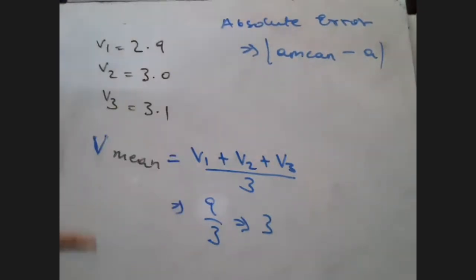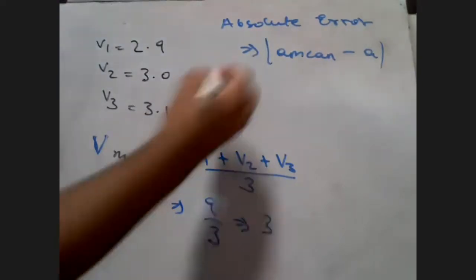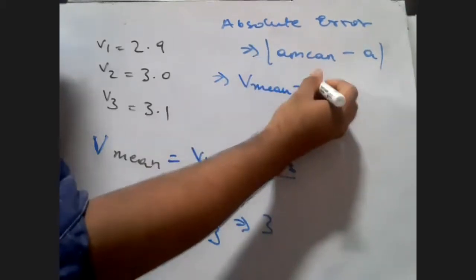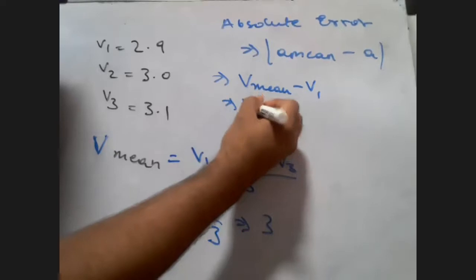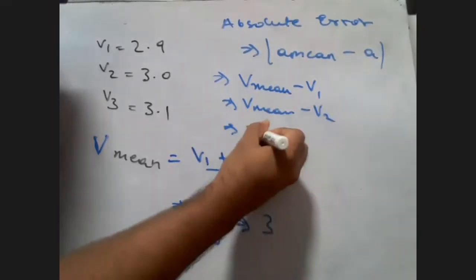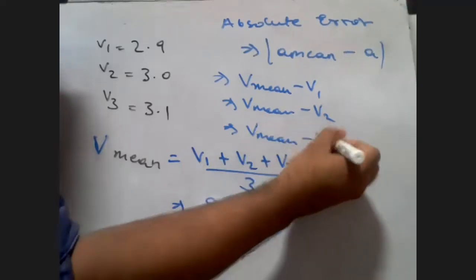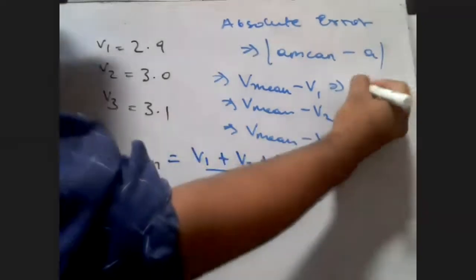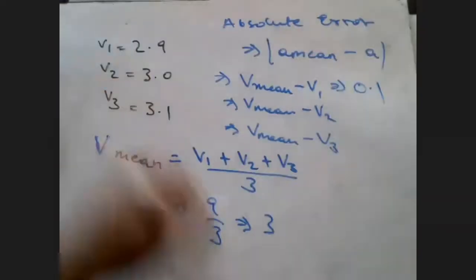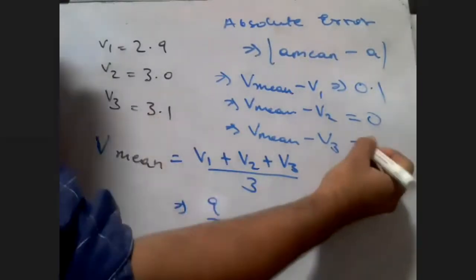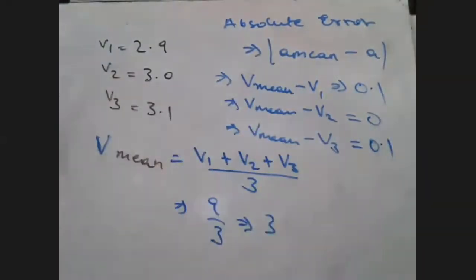So calculate that. What is your first absolute error? The absolute errors are V mean minus V1, V mean minus V2, V mean minus V3. So 3 minus 2.9 is going to be 0.1. 3 minus 3.0 is going to be 0. 3 minus 3.1 is going to be 0.1. So you can see that these are the absolute errors.